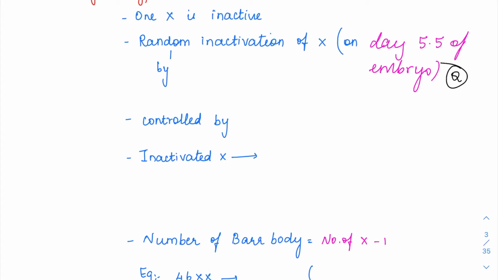So random inactivation of the X is going to happen on day 5.5 of the formation of the embryo. And this inactivation is actually caused by silencing. Silencing of this X is going to happen by methylation. Methylation, we already know, is an epigenetic change. Whenever there is DNA methylation, it is going to result in the silencing of the gene. So here the X is going to be silenced, causing the inactivation.